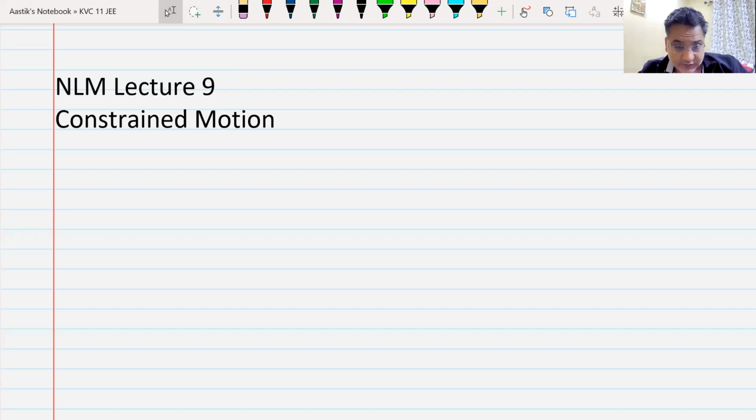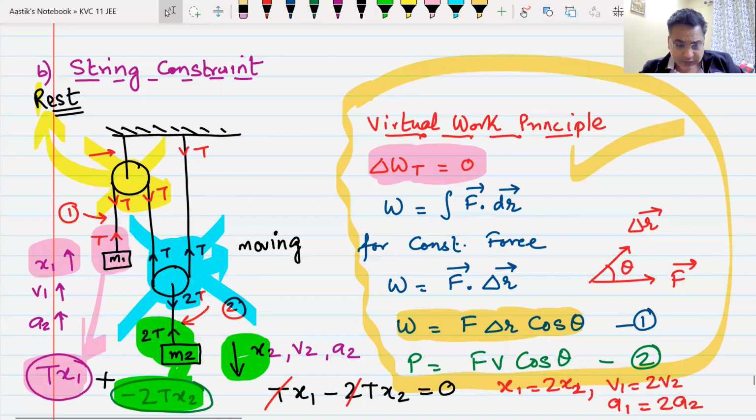In the last class, we had seen some example of constraint motion, and I think we were dealing with this question where, if you just go back a bit, we had seen how do we find out this string constraint. To find out this string constraint, it is very simple. You just have to find out the work done by tension, and you just use that work done, tension multiplied by the displacement multiplied by cos of the angle, and you end up with the string constraint, the relation between the various masses. Do we remember this, yes or no?